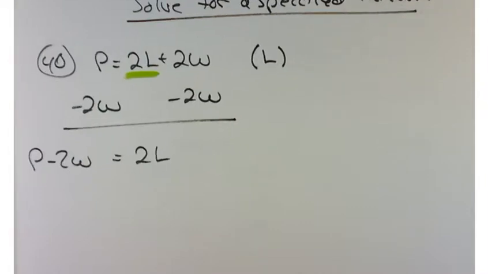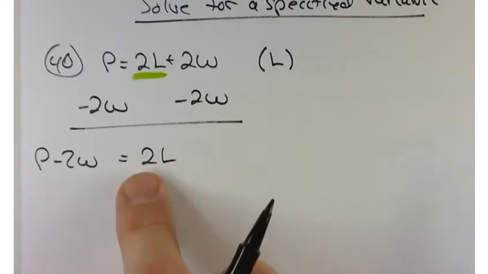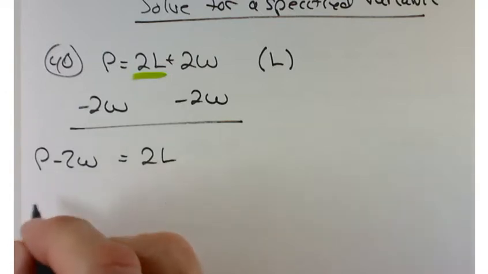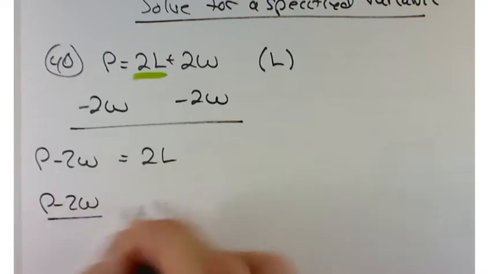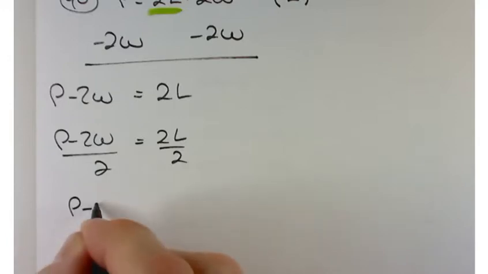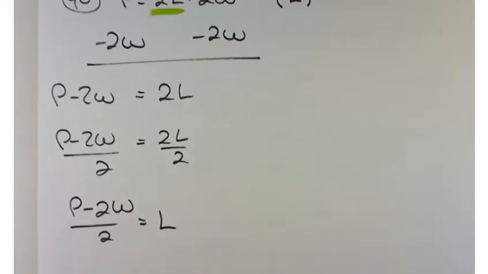Now we're almost there. We've got 2L. We want L. So let's take a look at the 2L term. What's the 2 doing to the L? It's multiplying by it. So Janae, what's the opposite of multiplication? Divide. And so what we're going to do is divide both sides by 2. We're going to undo this operation. And when we do that, we get P minus 2W over 2 equals L. And that's what we're looking for. We're looking to solve for L.